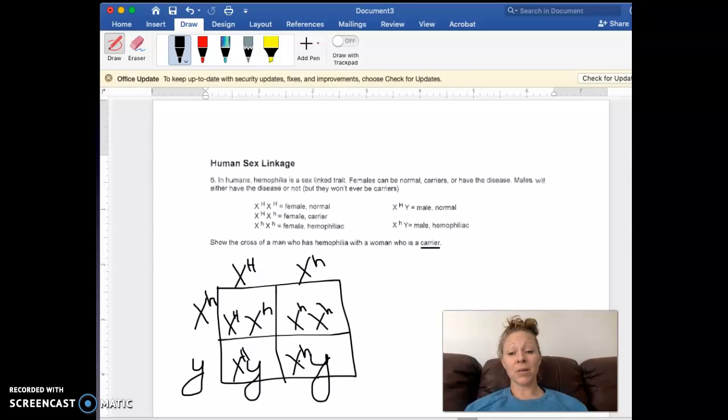Your next homework assignment is going to be to do Punnett squares like this. So please make sure you draw this out on your notes and keep it, because that's going to be helpful for your next homework assignment.